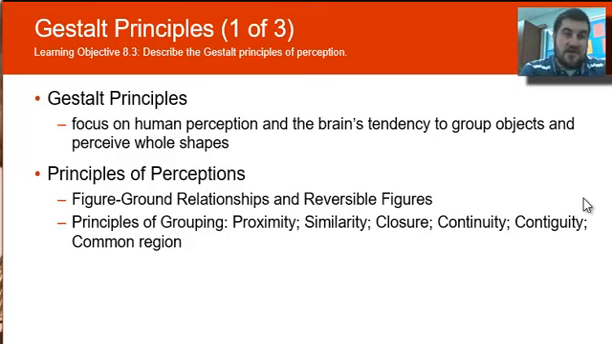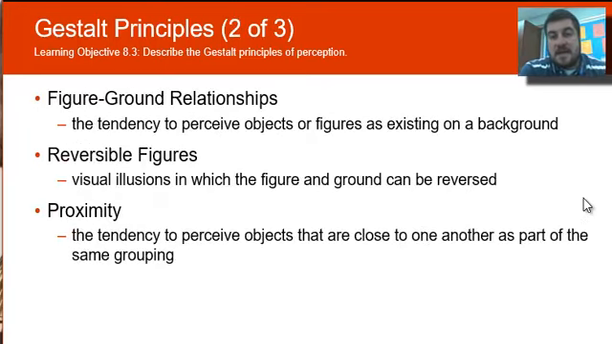Now, for the Gestalt principles of perception. Gestalt psychology was started way back when, in the late 1800s, early 1900s, and it basically means that the sum is more than its parts. And so the Gestalt principles focus on human perception and the brain's tendencies to group objects and perceive whole shapes rather than just parts together. So the principles of perception in Gestalt are figure-ground relationships and reversible figures, and then there are lots of principles of grouping that we'll get to.